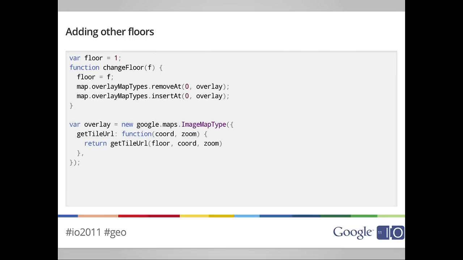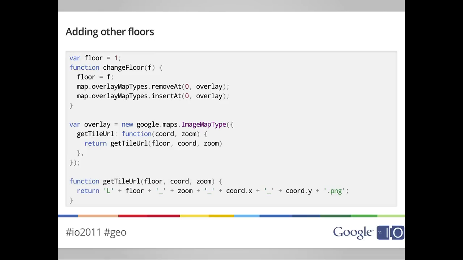So here you can see this is the get tile URL function again. And it's still just coordinate and zoom level, but you see we're redirecting it to another function that has an idea of how floors figure into things. And here it's really simple. We just have a level floor number and then construct this URL out of that information.